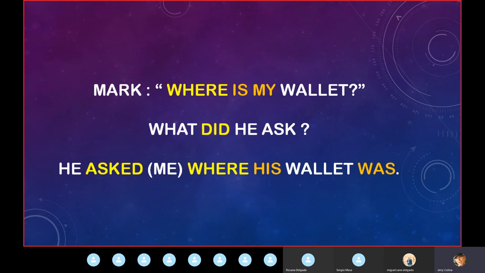And now I have to use the correct position for the verb be, because this is not a question anymore. I want you to observe that I have to make all the changes logically, because now when I report, I cannot use my wallet, because it was not my wallet. It was the wallet of a boy, Mark. So the possessive adjective is his. Many changes, many things that you have to keep in mind.